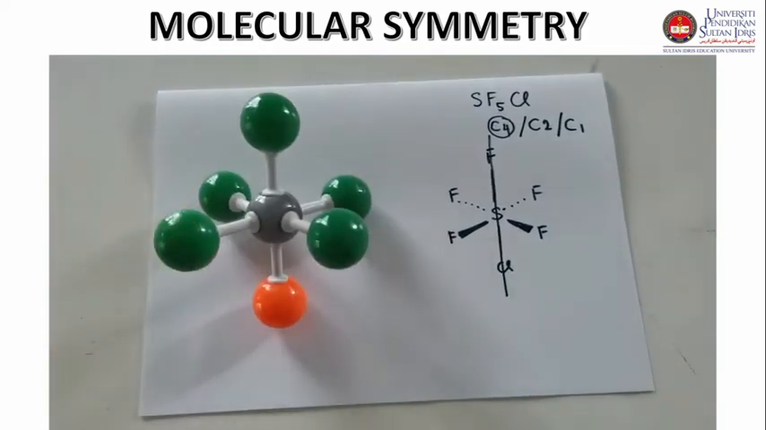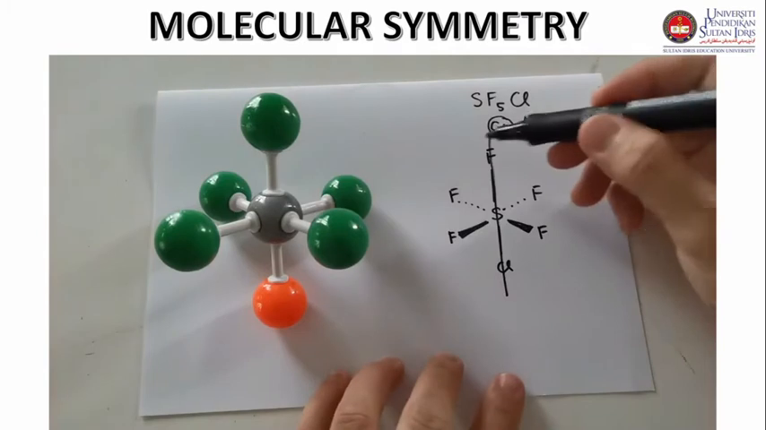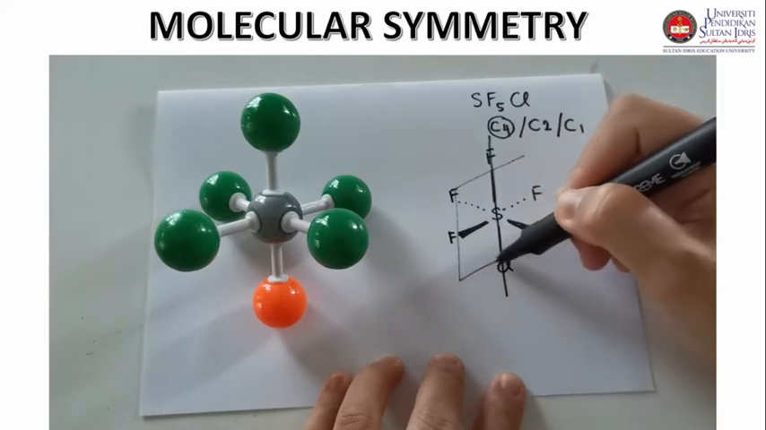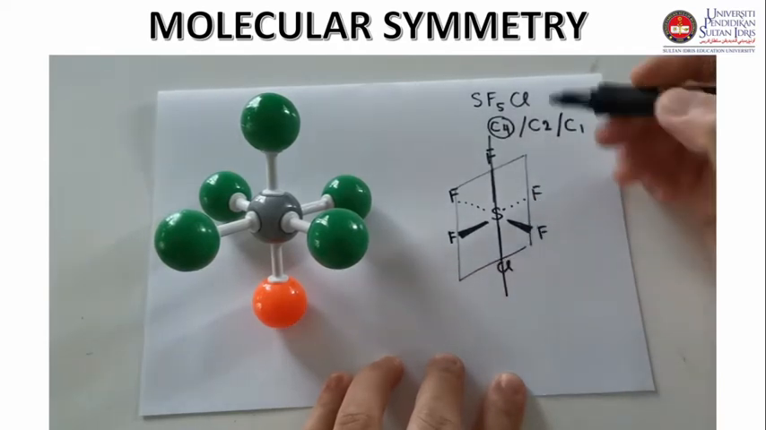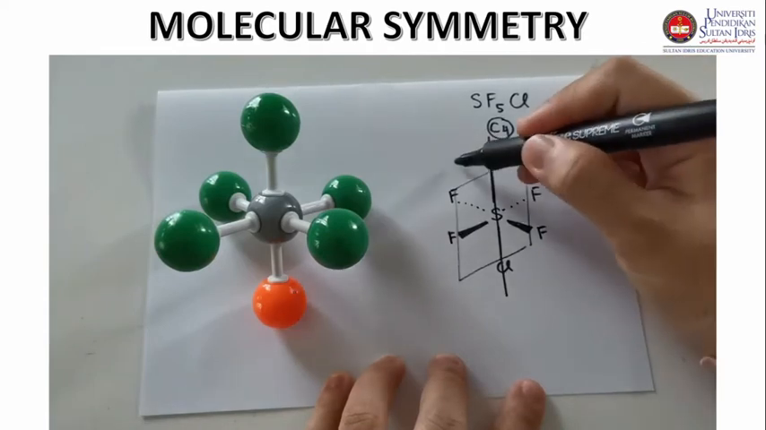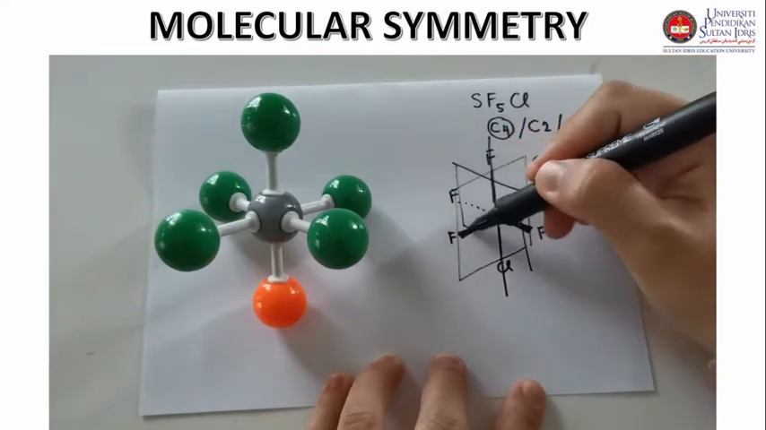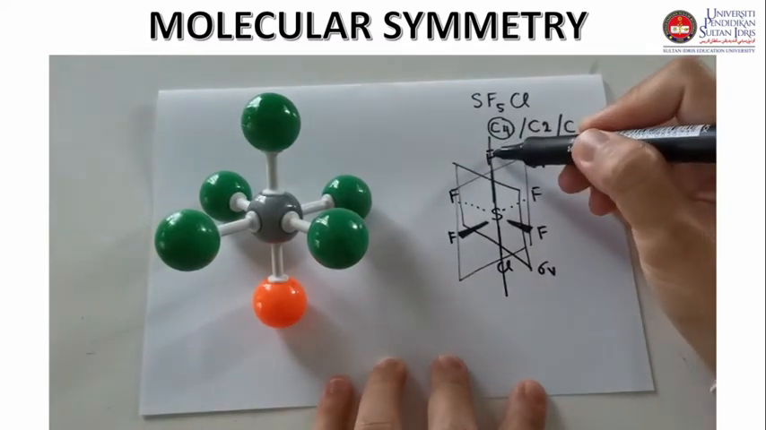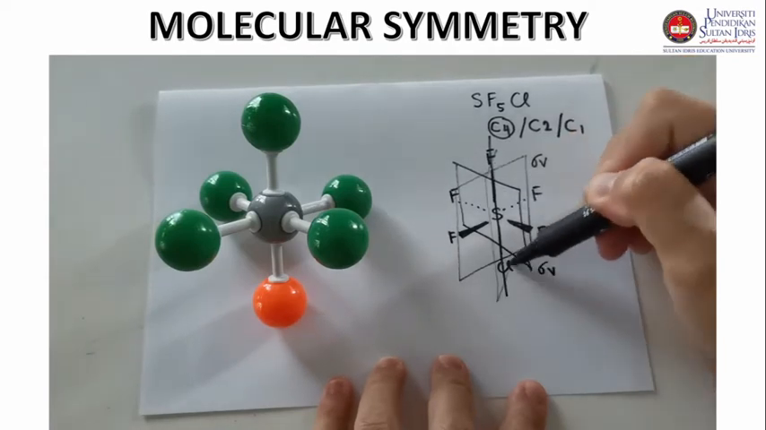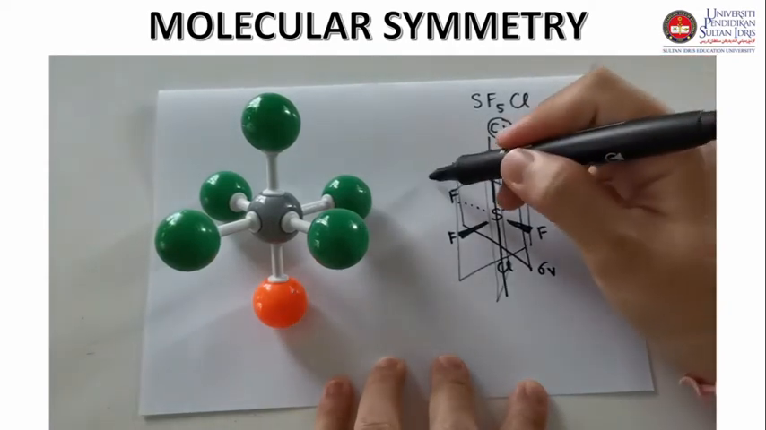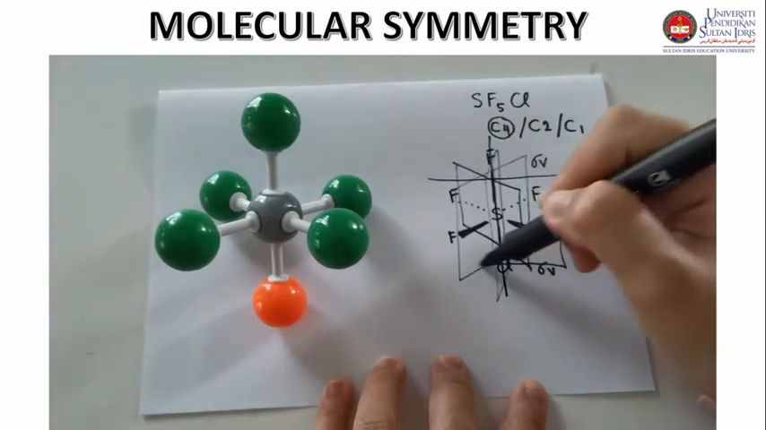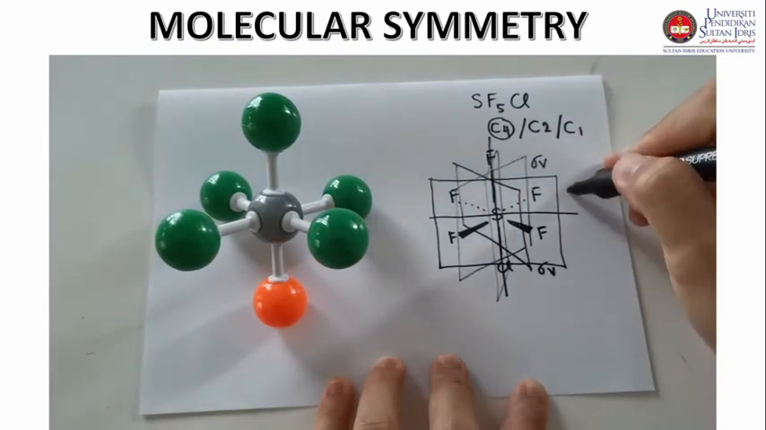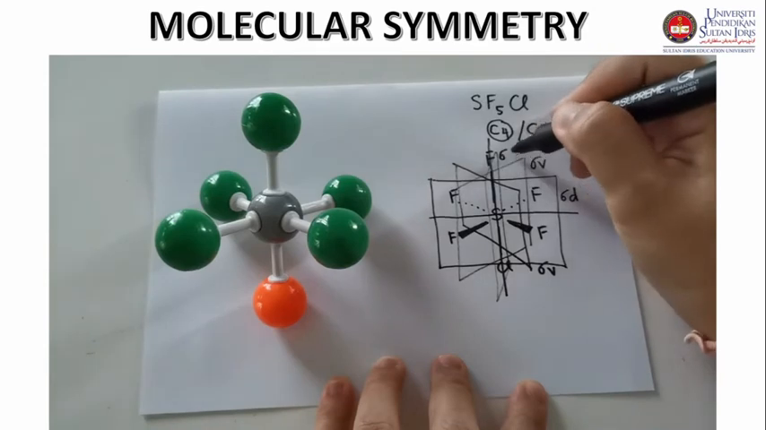Okay guys, write it down here. This is the plane which is parallel to the principal axis and contains the sigma v plane. Another sigma v plane lies along the fluorine, sulfur, fluorine. This is sigma v, and another is a dihedral plane along this axis, which bisects the 90 degree angle between the sulfur and fluorine atoms, and this is another dihedral plane along this axis which cuts the molecule at 90 degrees. So these are the dihedral planes in this molecule.